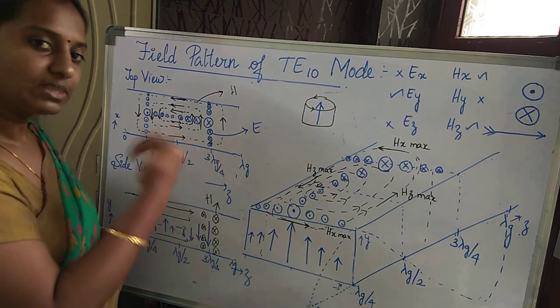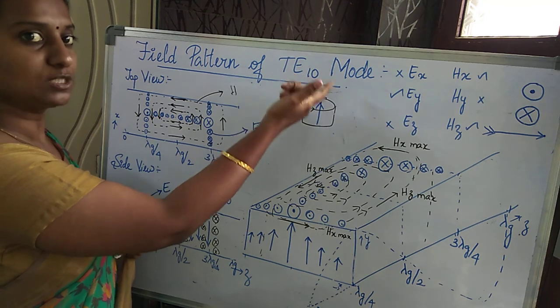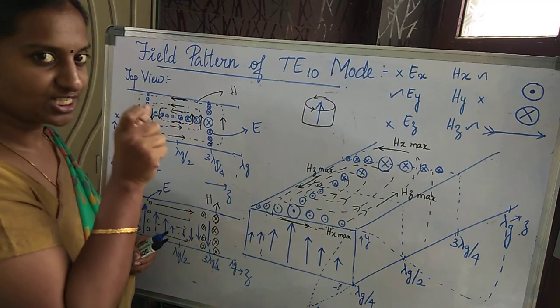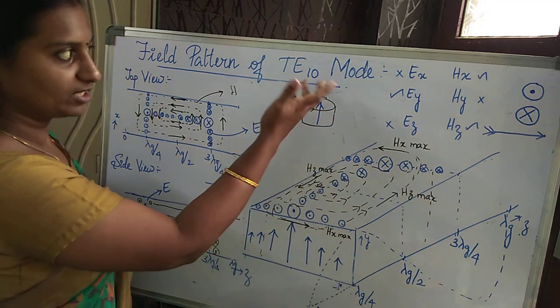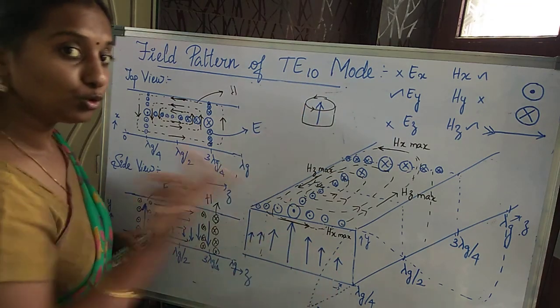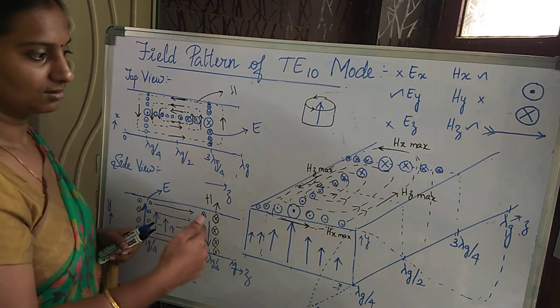Okay, so same way with the wave equations, if I am substituting for TE20, where the mode subscripts are changing, the expressions will change a little. Now what will happen is, along the a dimension, if I have TE20, I will have two half wavelengths. Okay, so we will see that in the next class.